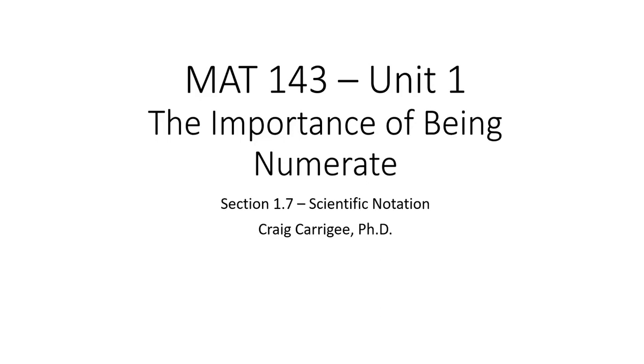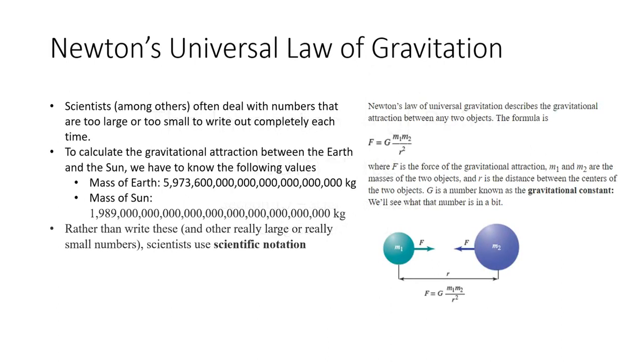Welcome back, everyone. In this section, we're going to talk about scientific notation. So oftentimes in science, we deal with numbers that are really, really big or numbers that are really, really small. For example, in order to calculate the gravitational force or the gravitational attraction between the Earth and the Sun, we need to know the mass of the Earth and the mass of the Sun. These values are huge numbers.